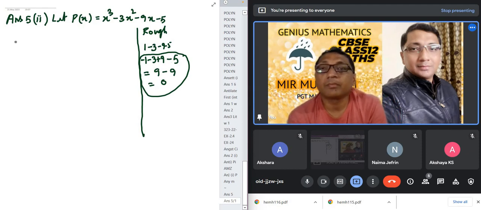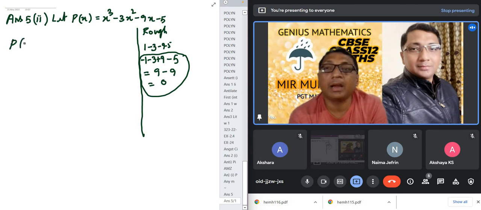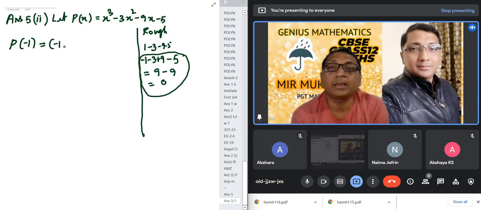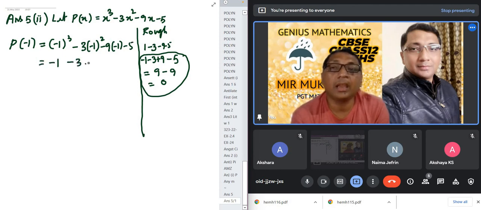So here you will show p(-1), that is -1 cube -3 into -1 square -9 into -1 -5. So here -1, here -3, here +9, here -5. So 9 minus 9, so we are getting 0.